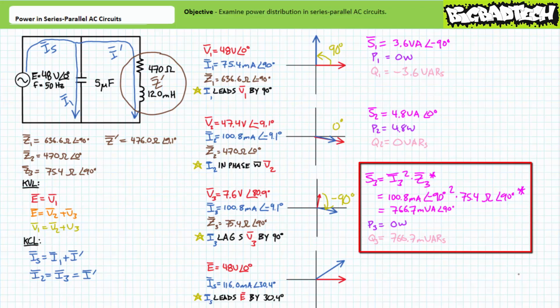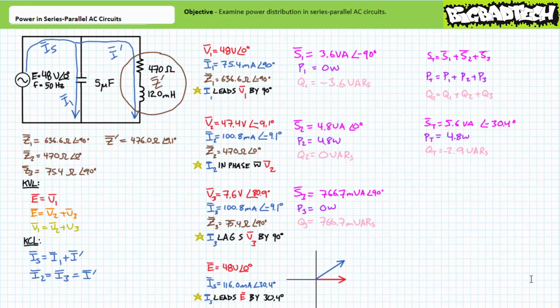Let's again use an alternate version of the AC power equation. Apparent power is the complex conjugate of current squared times impedance. Substituting in our given values, we arrive at an apparent power figure of 766.7 millivolt amperes at an angle of 90 degrees. Resolving this into its real and reactive components demonstrates this inductive impedance is directing 0 watts towards real power and 766.7 millivars towards a reactive interchange. This is to be anticipated given the entirely inductive nature of this particular element.